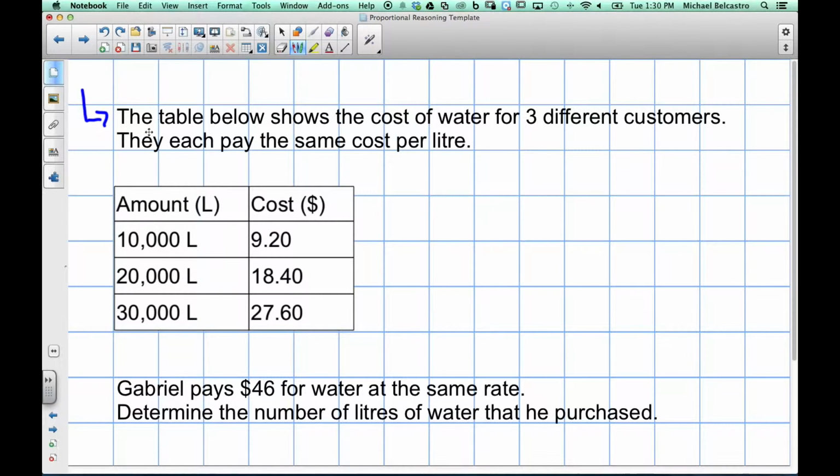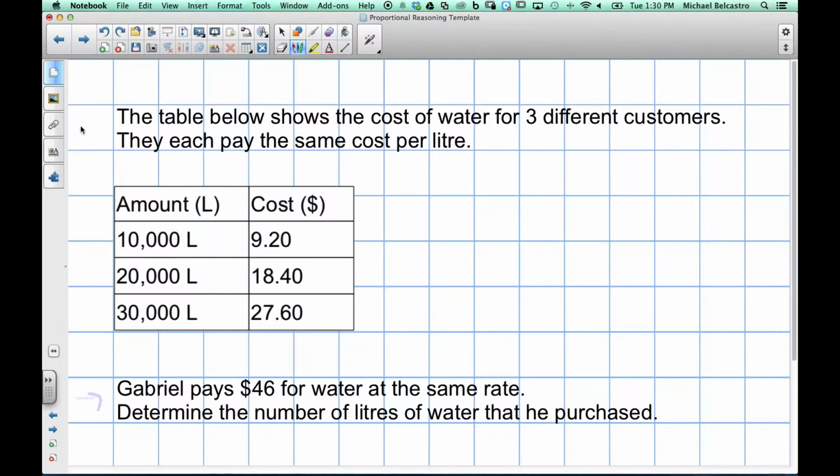We've been given a word problem here. Anytime we have a word problem, we're going to read through it once and then highlight important information. At first we'll get an idea of what it's about, and then we'll highlight what is important to our mathematical reasoning. It says the table below shows the cost of water for 3 different customers. They each pay the same cost per liter. Here's our table. Take a look at it. And then the main question is asking us, Gabriel pays $46 for water at the same rate. Determine the number of liters of water that he purchased.